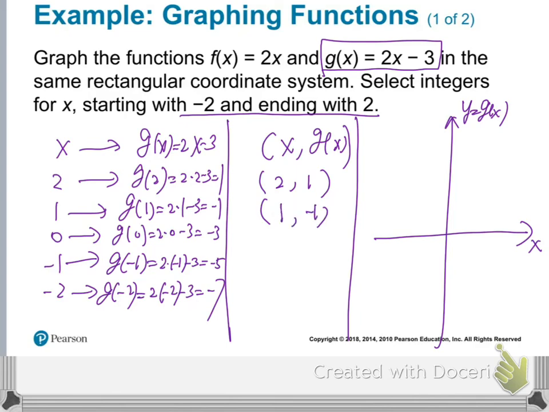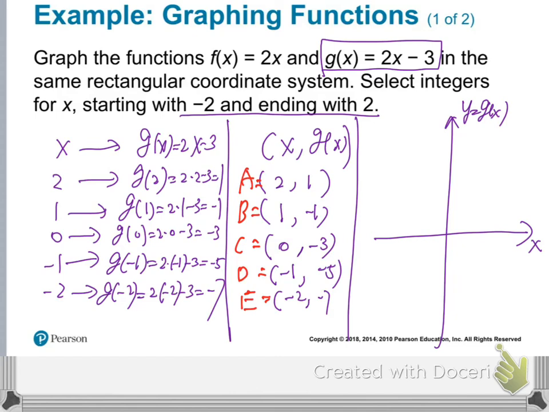+1, the output is -1. 0, output is -3. -1, output -5. And -2, output -7. Okay, so now let's plot these 5 points: A, B, C, D, and E.